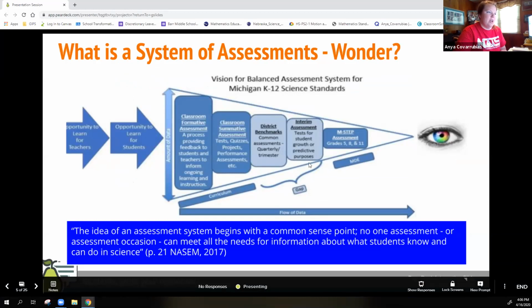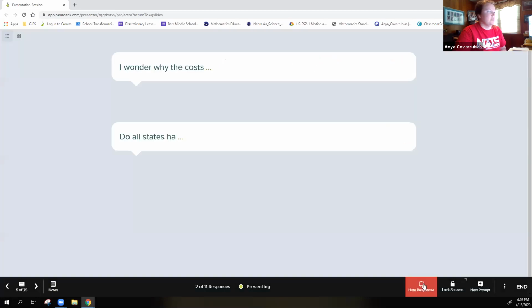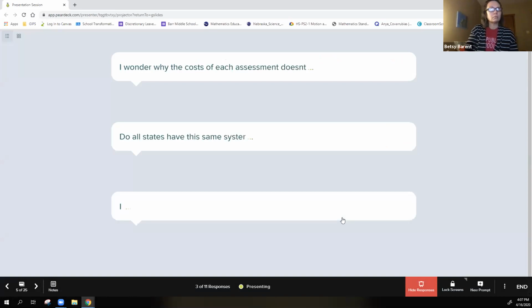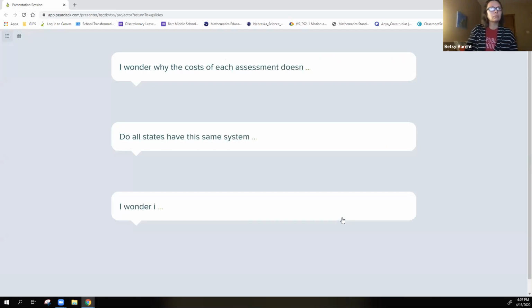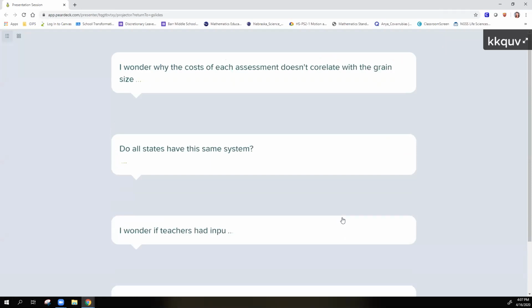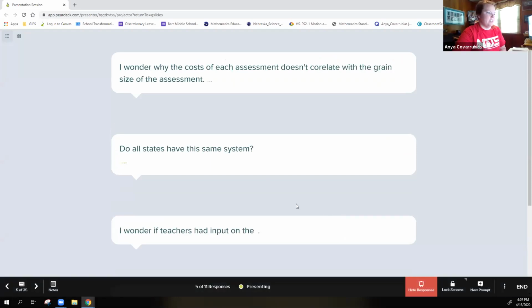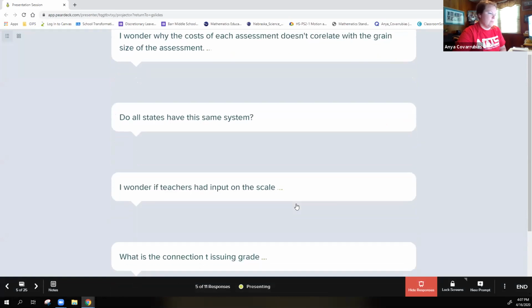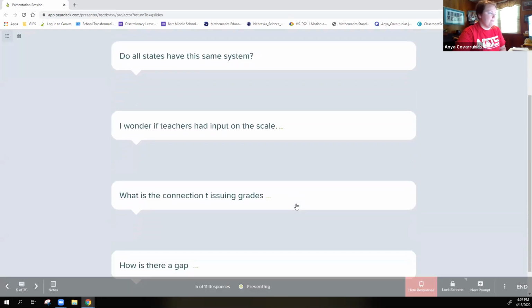Now we're just going to do what maybe are some things that you wonder about this graphic that is our example for system of assessments. So I'll give you another minute just to write down some of our wonderings. Well, great question about the states having the same system.